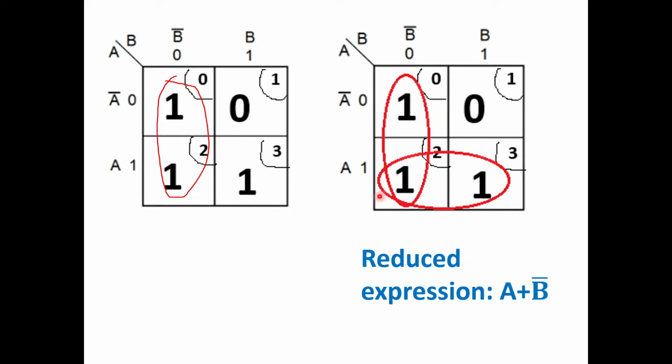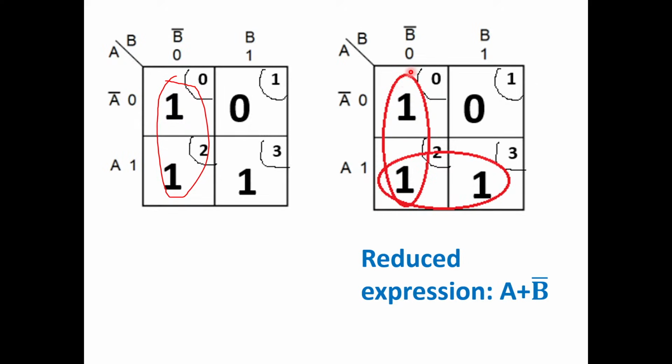So we can group any two adjacent boxes, or four adjacent boxes which have ones, or eight adjacent boxes which have ones, and 16 adjacent boxes which have ones. This is for the sum of products, for SOP form.